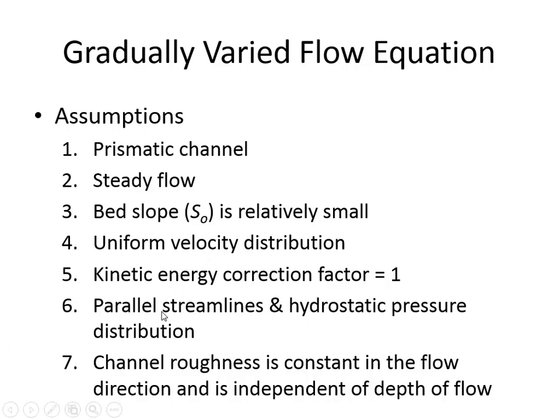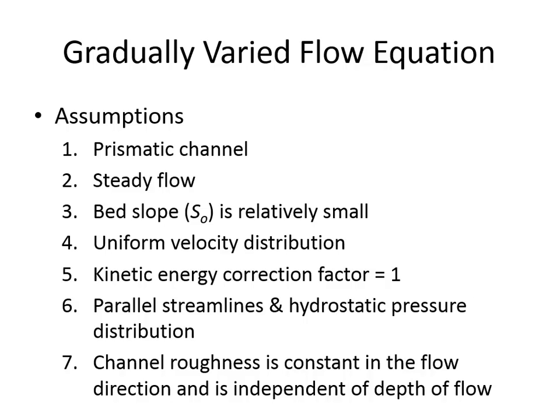Parallel streamlines and hydrostatic pressure distribution: because the variation in flow is gradual, we assume that if you go down through the water, you can have the hydrostatic equation tell you what the pressure at any depth is. You can't apply that inside of a hydraulic jump. There's simply too much turbulence. But in the sections where the flow is varying gradually, it's okay to say that you've got a hydrostatic pressure distribution as you go down through the water.